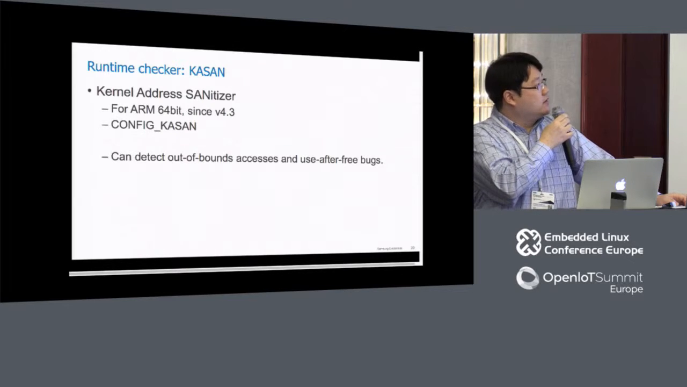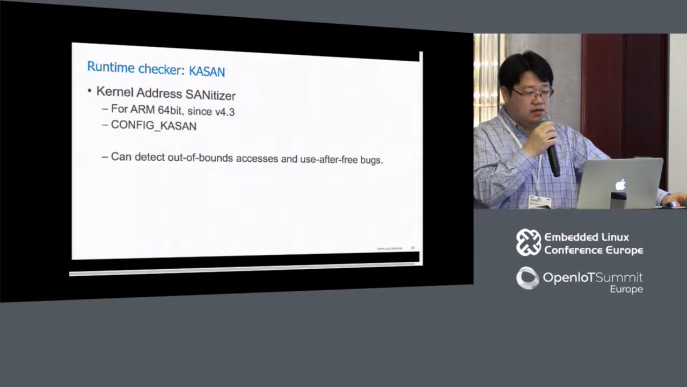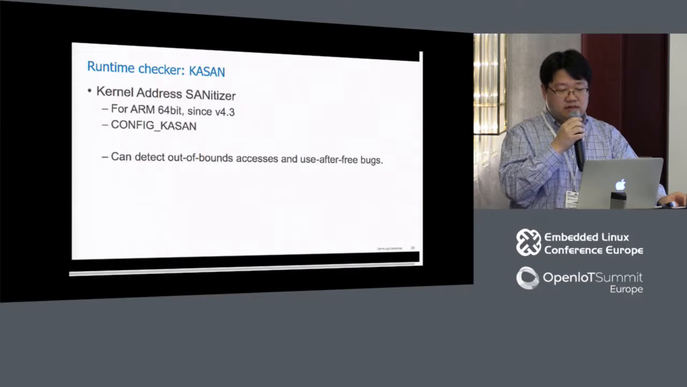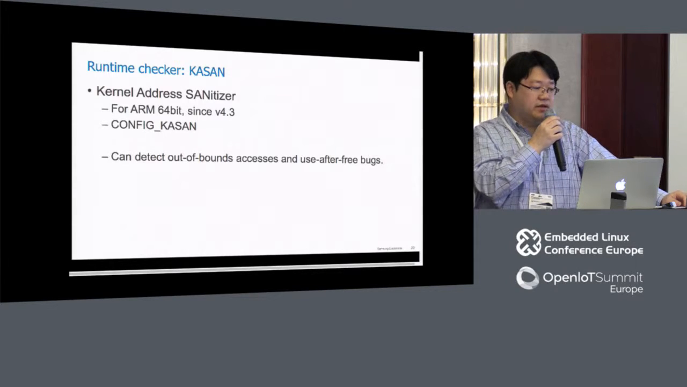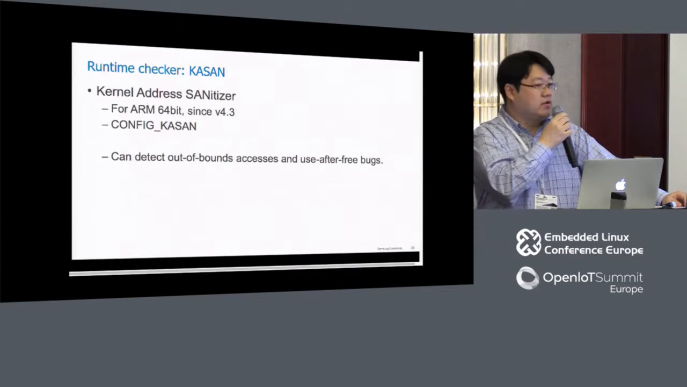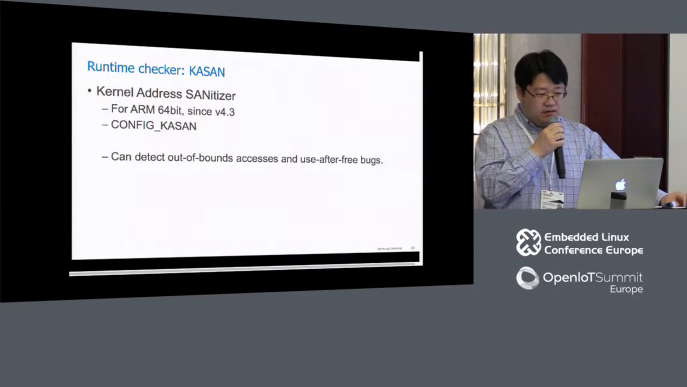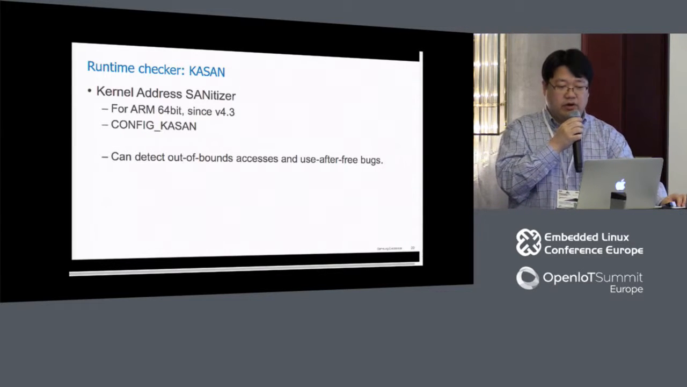Okay, and after development, I applied runtime checkers, KASAN and UBSAN, the sanitizers. They originally started from Google in user space. And on the kernel side, the former Samsung engineer Andrey Ryabinin applied them to the x86 architecture. And thanks to the Linaro team, it is applied to ARM64 also. And KASAN, the kernel address sanitizer, can detect out-of-bounds access, use-after-free, and memory address-related bugs.